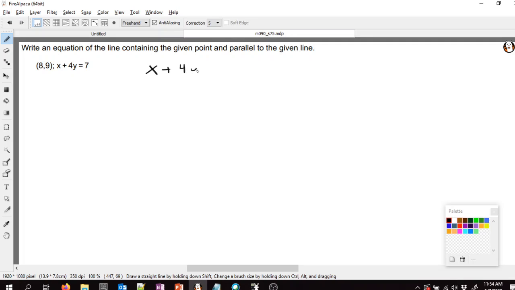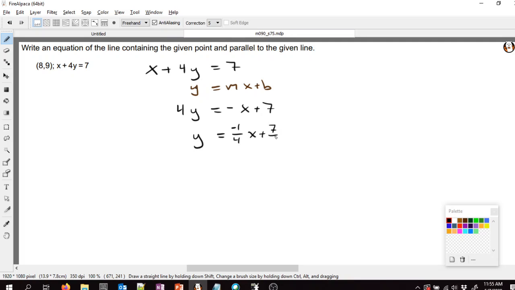X plus 4y equals 7. So let's get this into y equals mx plus b form. I think that's the easiest way to find the slope. And to do that, we're going to subtract x from both sides. So we'll get 4y is equal to minus x plus 7. And now we're going to divide by 4. So y will be equal to negative 1/4 x plus 7/4.